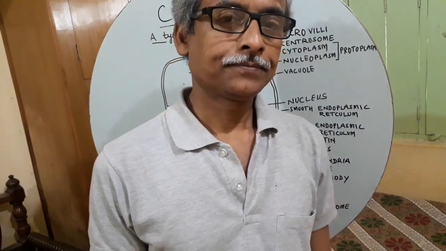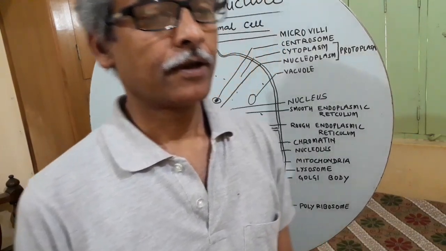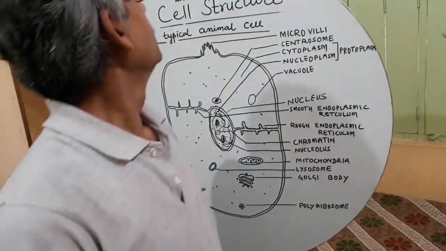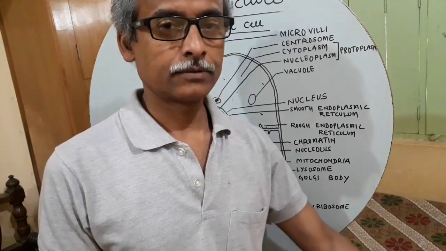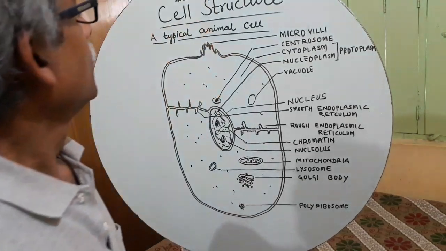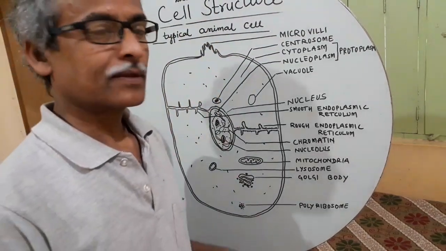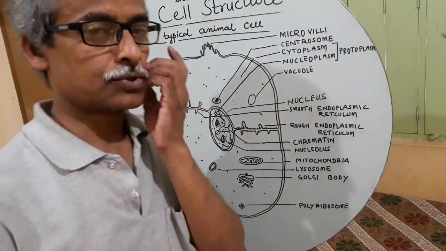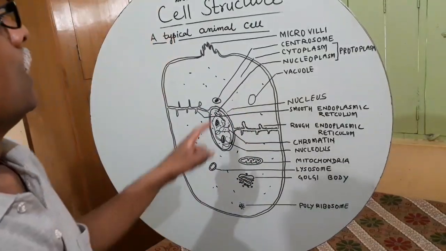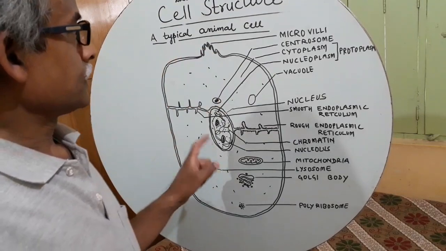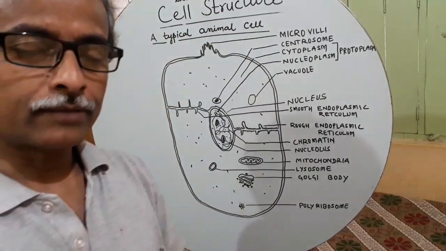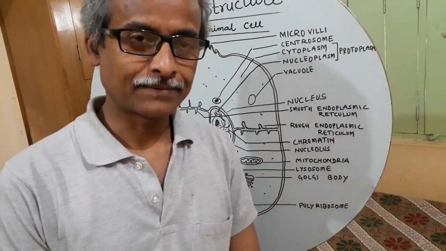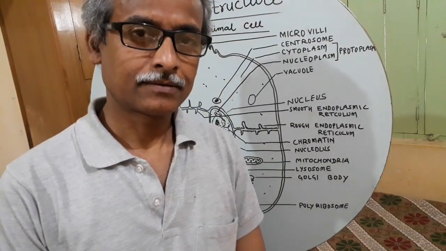In this period, we shall study about the structure of a typical animal cell. I see a diagram on this board. This is the diagram of a typical animal cell. Can you tell me what is a typical cell?